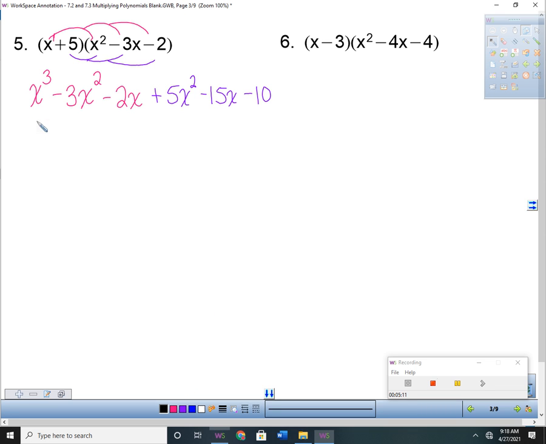So now I'm going to state my degrees. I have 3, 2, 1, 2, 1, 0. So my biggest degree is 3. I don't have any others, so just x to the third. And then I have 2 that have a degree of 2. They are like terms, so I have negative 3x squared plus 5x squared is 2x squared. Then I have 2 that are a degree of 1, and they are like terms, so negative 2x and negative 15x make negative 17x. And then the last thing I have is the minus 10.